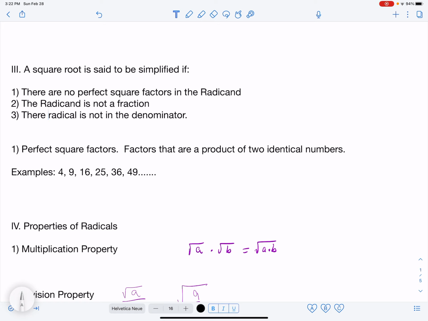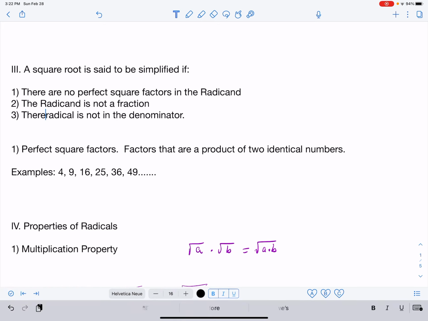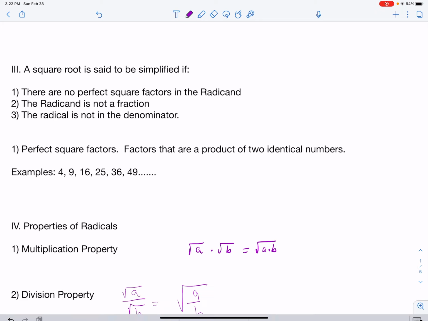So it says the radical is not in the denominator. Okay, so we can't have it. We don't care about if it's in the numerator. That's okay.